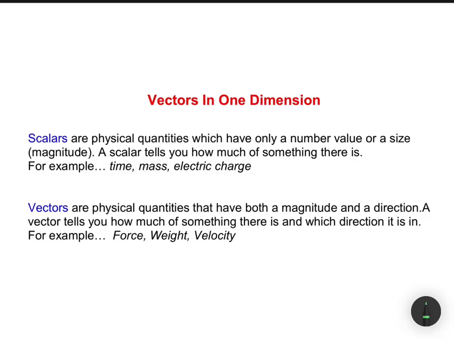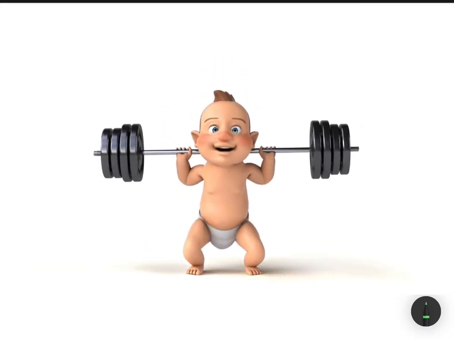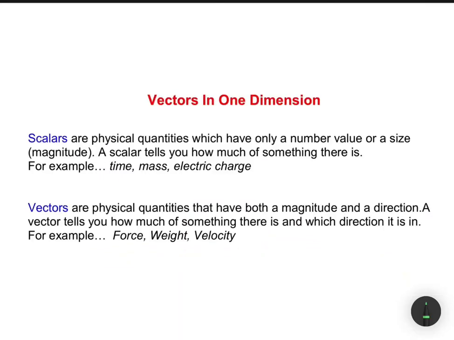We're saying that scalars are physical quantities which have only a number value or a size, the so-called magnitude, right? A scalar tells you how much of something there is. For example, we have time, like I've talked about, and mass. If you have a mass of 60 kg, you just have a mass of 60 kg. There's no 60 kg to the right or 60 kg to the left, right? Because time, mass, electric charge, and so on, they are scalars. They only have a magnitude and no direction.